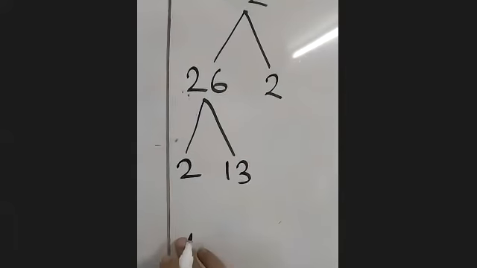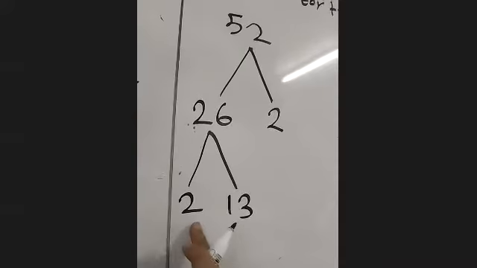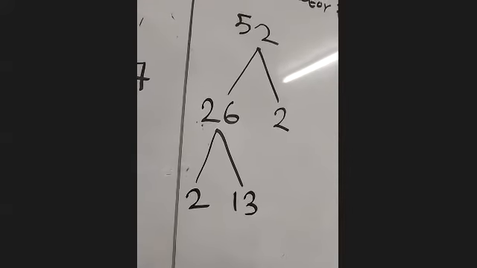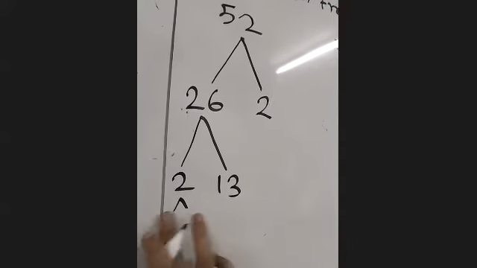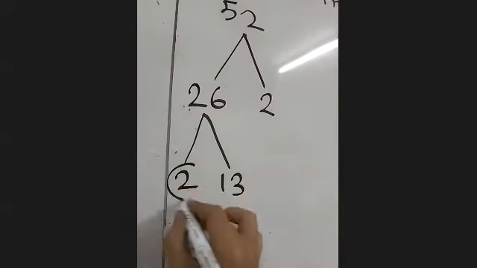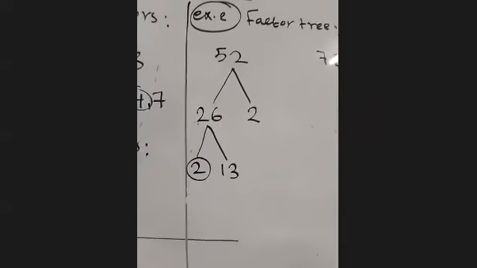26. So here, the 26 can be 2 and 13, right? Yes, right. Give me two numbers. If you multiply them, you get 2. 1 and 2. Only 1 and 2. But in the previous lesson, we said we don't need the 1, right? So in this case, we stop and put what?